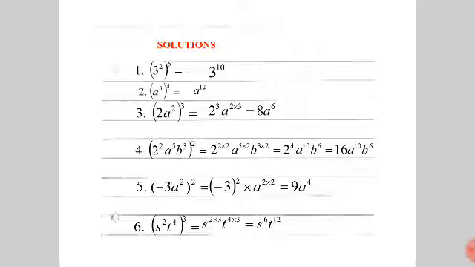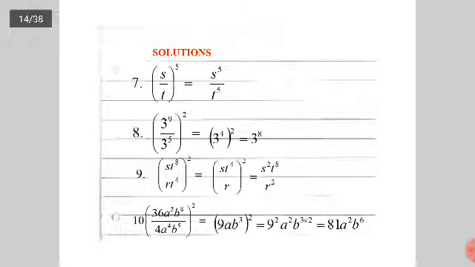Minus 3 a square the whole square. Minus 3 the whole square into a power 2 into 2. Minus into minus is plus, 3 square is 9, a power 4. Next, the whole power 3: a square x square into 3, 3 power 4, 3 s power 2 threes are 6, 4 threes are 12, s power 6 t power 12. So try this sum.